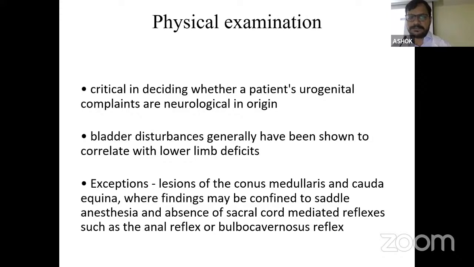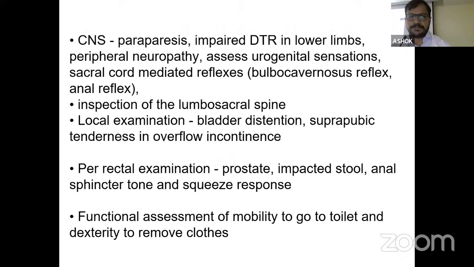Bladder disturbance generally has been shown to correlate with lower limb deficiency. Exception: lesions of the conus medullaris and cauda equina, where findings may be confined to saddle anesthesia and absence of sacral cord mediated reflexes such as the anal reflex and bulbocavernosus reflex.